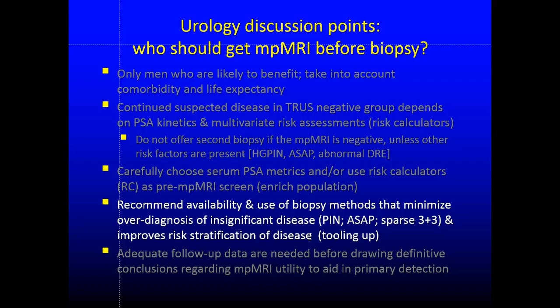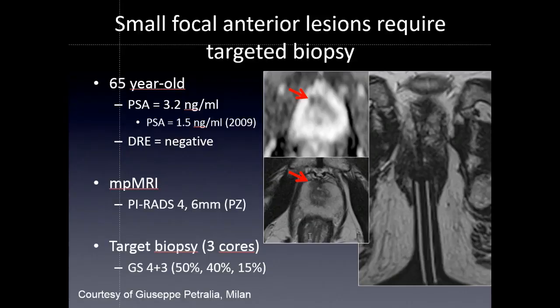So what are these tools? Well, for a lesion like this, anteriorly towards the peripheral zone, likely to get missed on a TRUS biopsy, clearly you need to target the biopsy. In this particular instance, the targeting was done transrectally in an MRI scanner with targeted biopsies through the lesion.